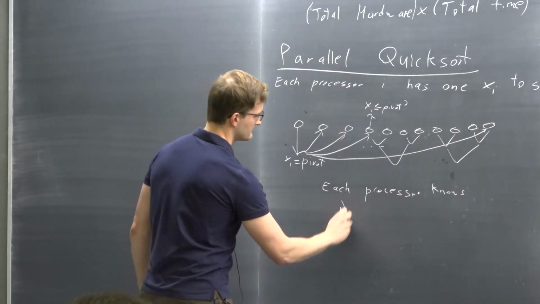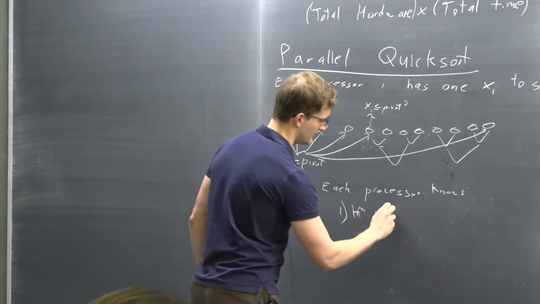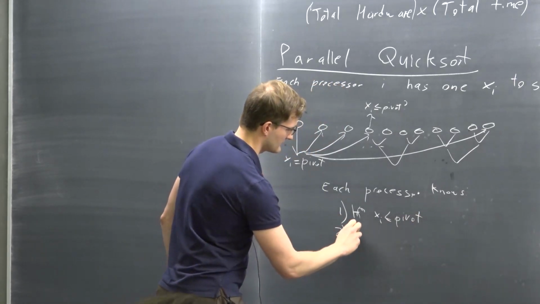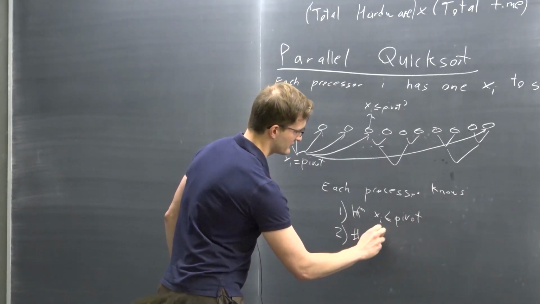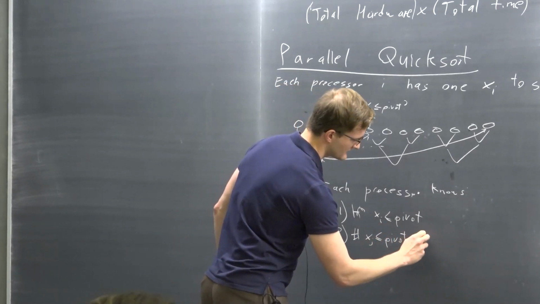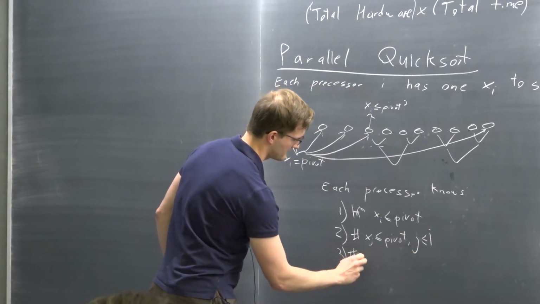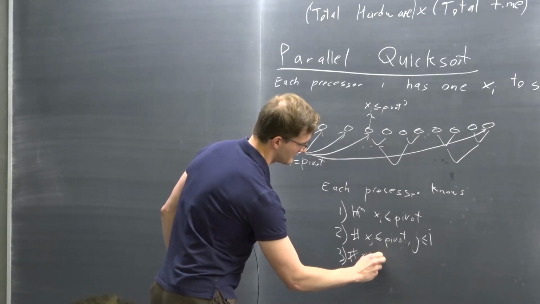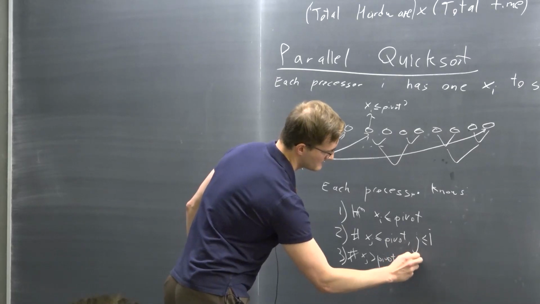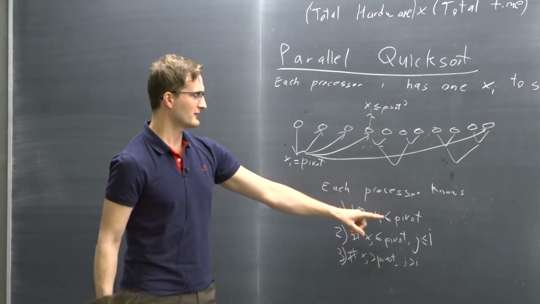knows three things: whether xi is less than or equal to the pivot, the number of xj less than or equal to the pivot for j less than or equal to i, and the number that are greater than the pivot. So it knows how many elements above it are greater than the pivot, how many elements below it are less than the pivot, and where its element should go.